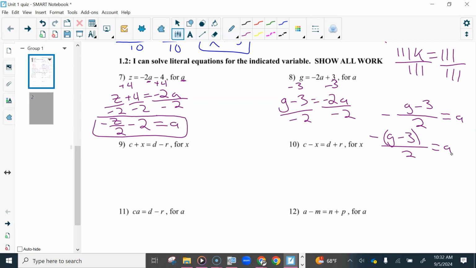Here. Why did we divide by negative 2? Because we're trying to get A by itself right here. So I've got to get rid of this negative 2. And they're multiplying. So when things are next to each other, they're multiplying. And to undo that, we divide. Does that answer your question?